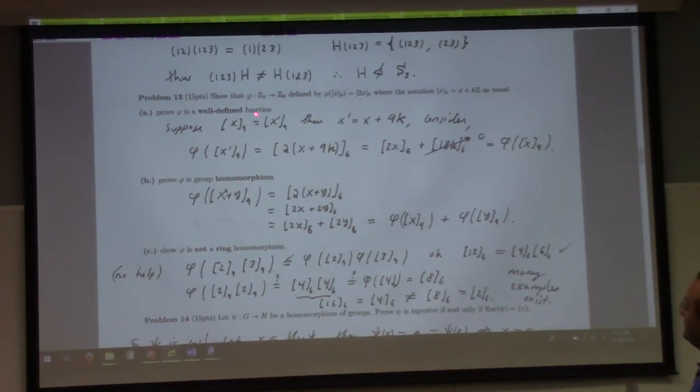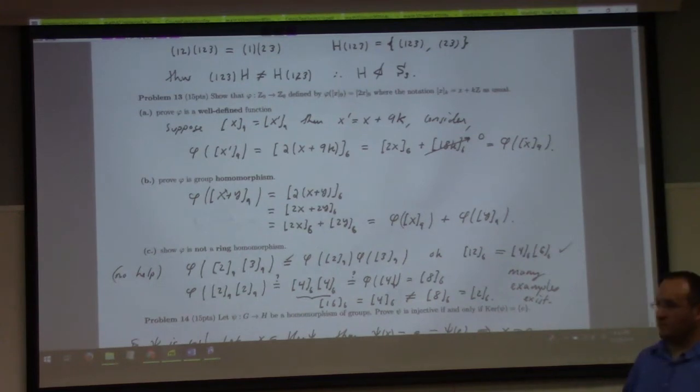So I suppose x like that, which means x prime is equal to x plus 9k. Plug it in, I get an extra piece of 18, which goes to 0, which gives me 2x. That shows you that whether you use x prime or x as your input, you get the same output. So it's single valued, so okay, well defined. Is it a homomorphism? Well, apparently.